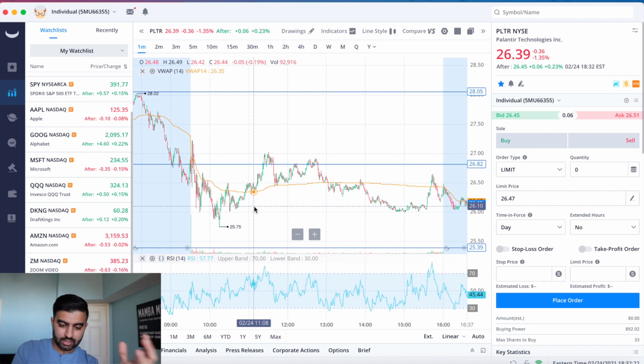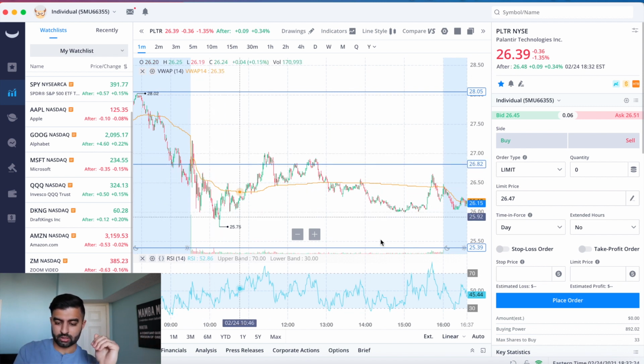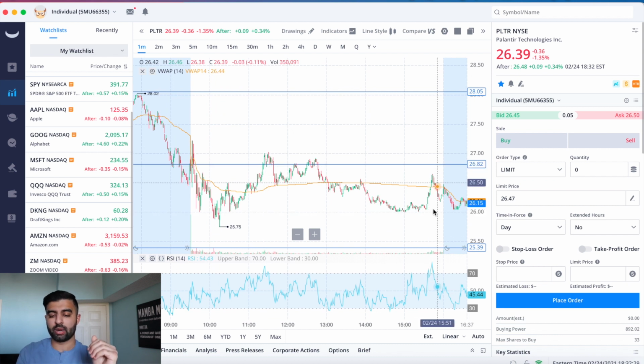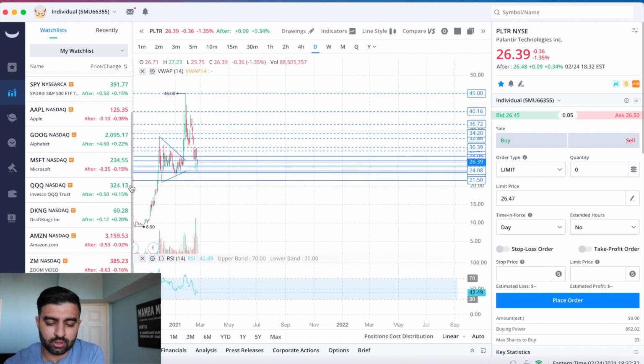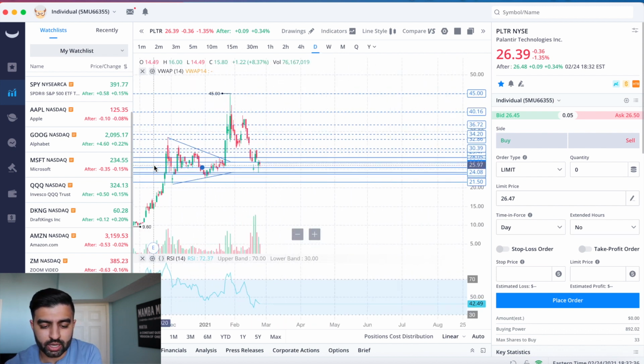Things that I did like about today is that we didn't continue falling all the way to the 25.39 level. We came up, and this late rally at the end was a little bit nice to see. Now let's take a look at the daily chart and see if we can get an indication of where we are headed from here.